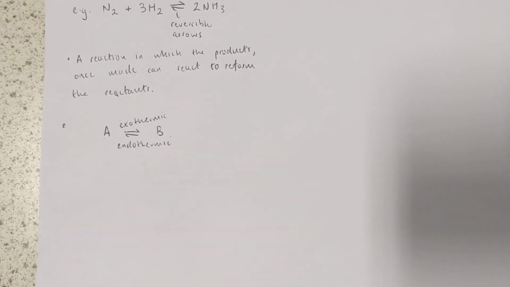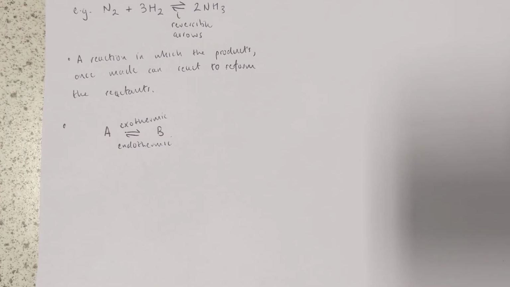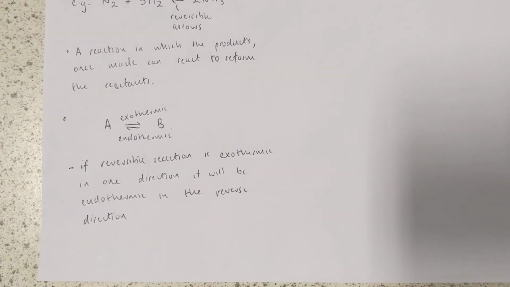Just a quick reminder, exothermic means heat is given out in the reaction, so your surroundings get very hot. Endothermic means that heat is taken in during the reaction, which means surroundings get very cold. Obviously this trend works both ways, so if the forward reaction was endothermic, the reverse reaction would be exothermic as well. It's always just opposites. Putting that into words, if a reversible reaction is exothermic in one direction, it will be endothermic in the reverse direction.